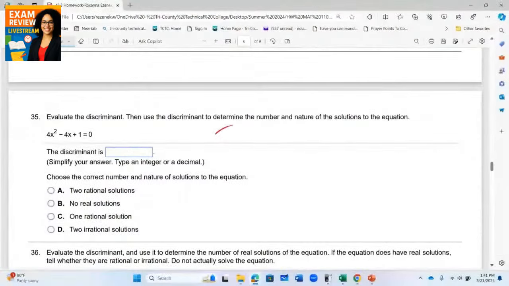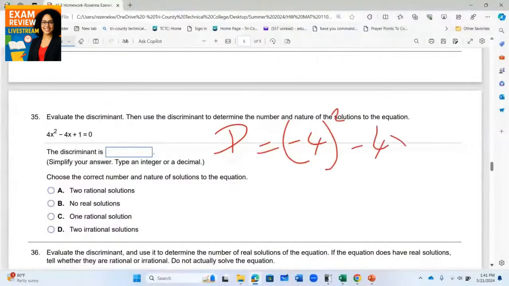So in this particular one, we have b squared, so negative 4 squared minus 4ac and 4 times c. Negative 4 squared is 16. 16 minus 16 is 0 again. Wow, one real solution or one rational solution.